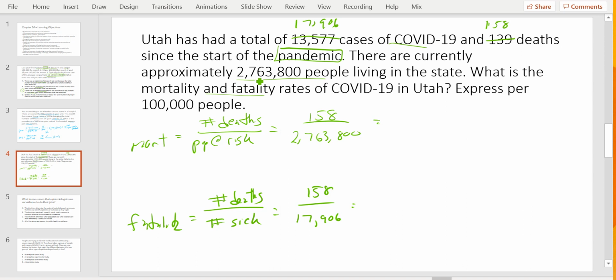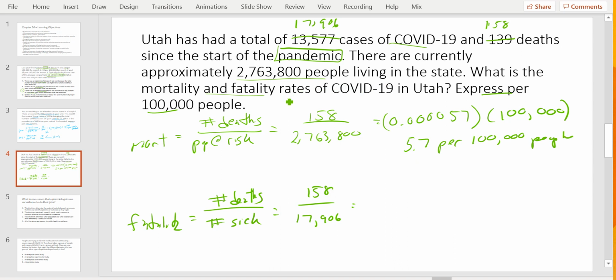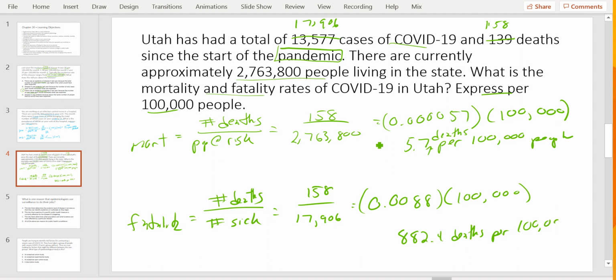So if we do that math here, we're going to get a pretty small number. But then remember, we're going to express per 100,000 people. So we multiply by 100,000. Okay, that's going to give us 5.7 per 100,000 people. Okay, so 5.7 deaths. Versus fatality, which is going to give us a bit of a smaller number, times the 100,000 to express it. That's going to give us 882.4 deaths per 1,000 infected.